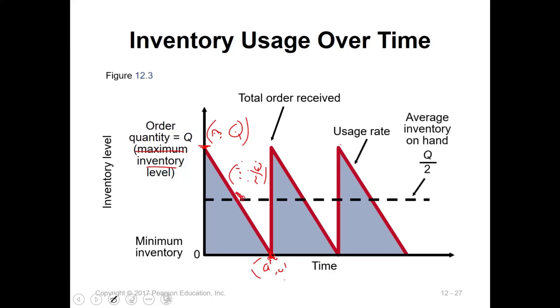Average, actually, is the middle point of Y, this dashed line. So average inventory on hand is always Q divided by 2. Why? Because of the linear usage. I want you to notice over here, this is the inventory level, that's the y-axis, and the horizontal axis is time. With time going, the inventory level drops from the maximum point to the 0 point.